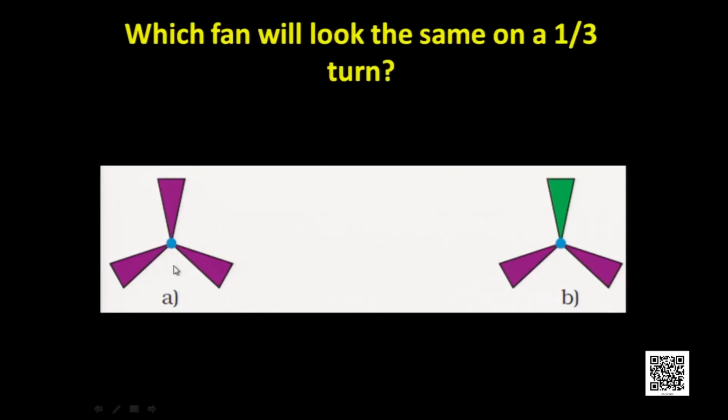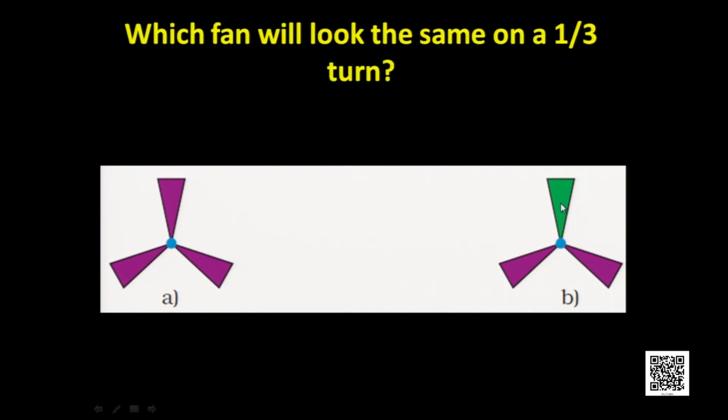Okay. If I make a 1/3 turn of this fan, then fan A, here fan A, it looks the same. But if I rotate this fan B on a 1/3 turn, it will not look the same, because here one color part is there, here it is a green color part, this blade, so it will be different. So, the look will not be the same.